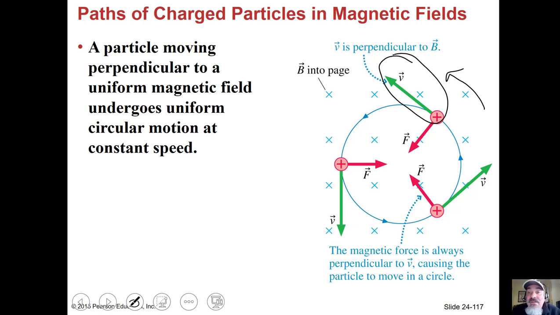So you have to, again, think about things in 3 dimensions and try to line these up. Okay, so V is the direction that it's moving. B is into the page, so then the force is towards the center. So they all line up with each other. Okay, excellent.